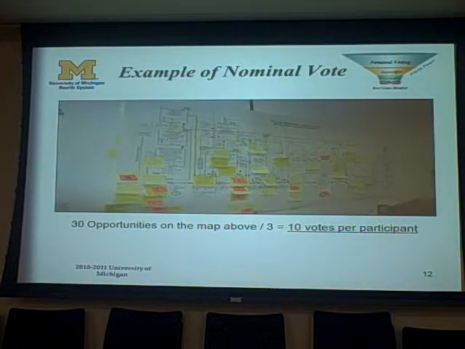So the example that I was struggling so hard to explain just a moment ago is perfectly explained here on this particular slide. If you had 30 opportunities on your map, so that's your n, so n divided by 3, or in this case 30 divided by 3, would be 10 votes per participant. And again, you just add all those up and see which ones got the most votes, and you can concentrate your efforts there.